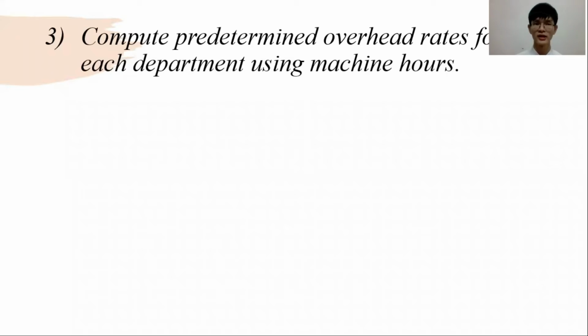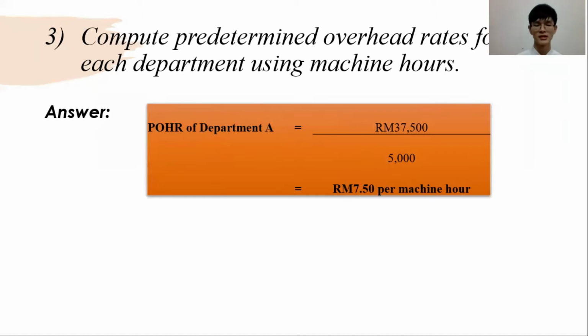Next, question 3 requires us to compute the predetermined overhead rate for each department using machine hours. The formula is the same as in question 2, which is estimated overhead cost divided by estimated machine hours. The predetermined overhead rate for Department A is calculated by dividing 37,500 ringgit by 5,000 machine hours. The answer is 7.50 ringgit per machine hour.